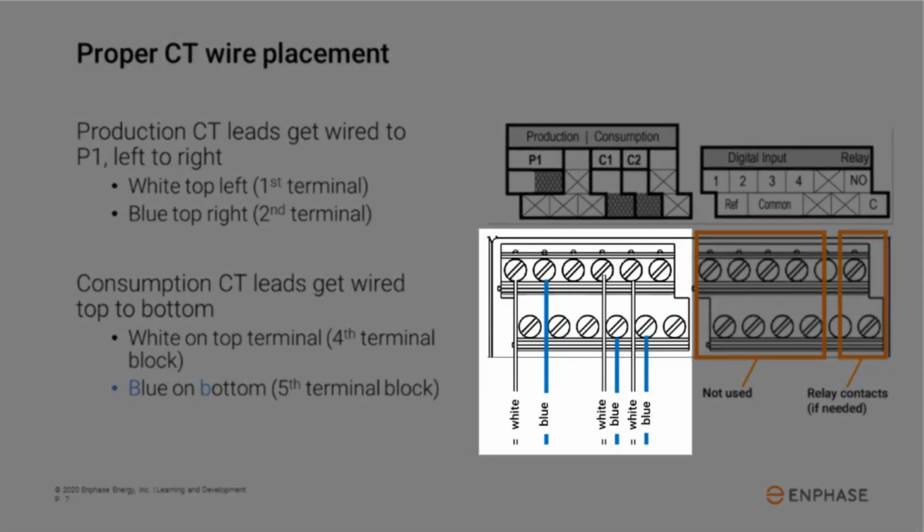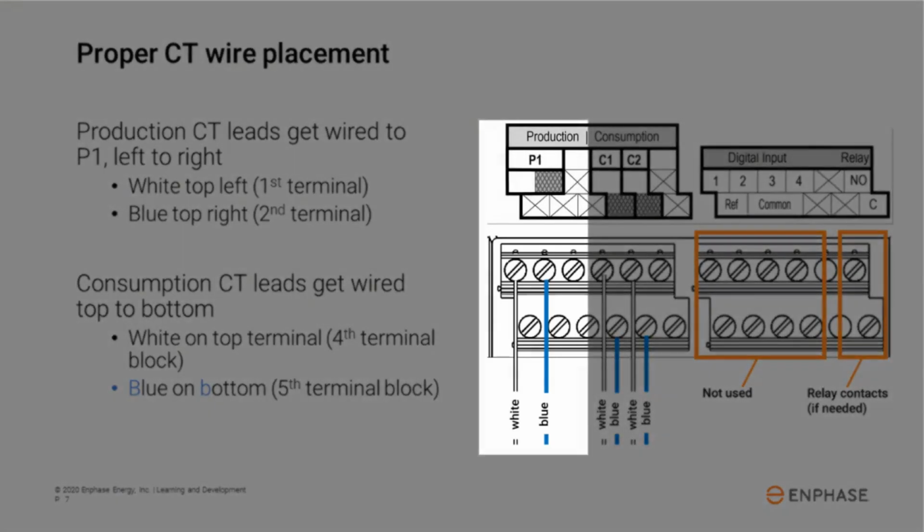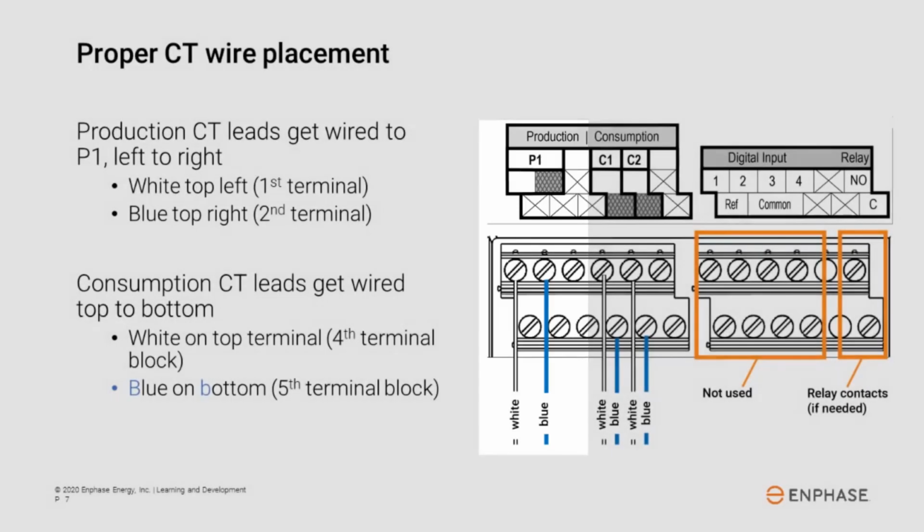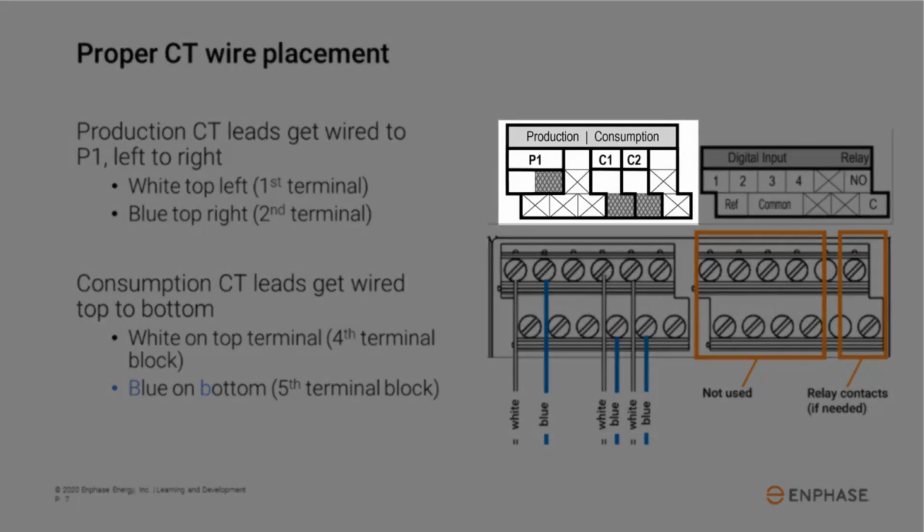This terminal block consists of 6 terminals on the top and 6 terminals on the bottom. Notice that this is a stair-stepped terminal block. When you install the production CT wires, make sure that you install the white wire into the terminal block number 1 and the blue wire into the terminal block number 2 on the top terminal blocks. While the lid is lifted up to expose the terminal blocks on the Envoy, there's a sticker telling you where to place the wires. Use this reference to ensure you get the correct connections.